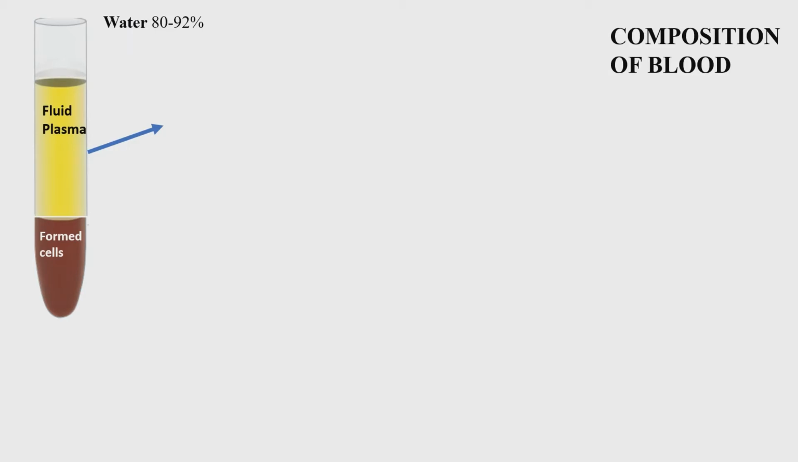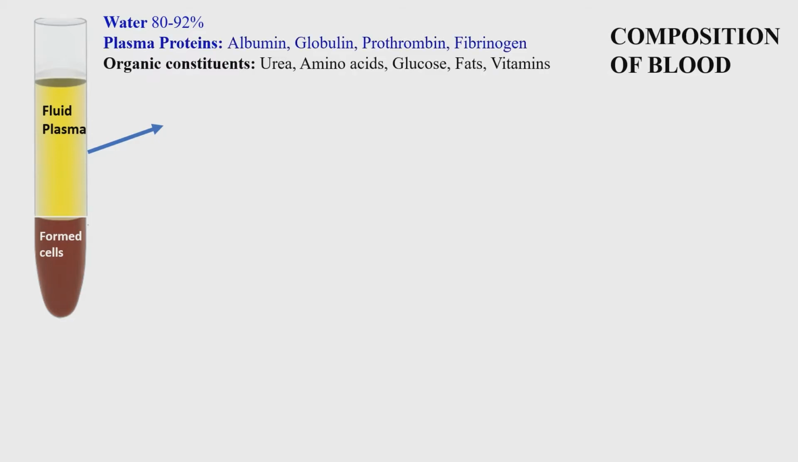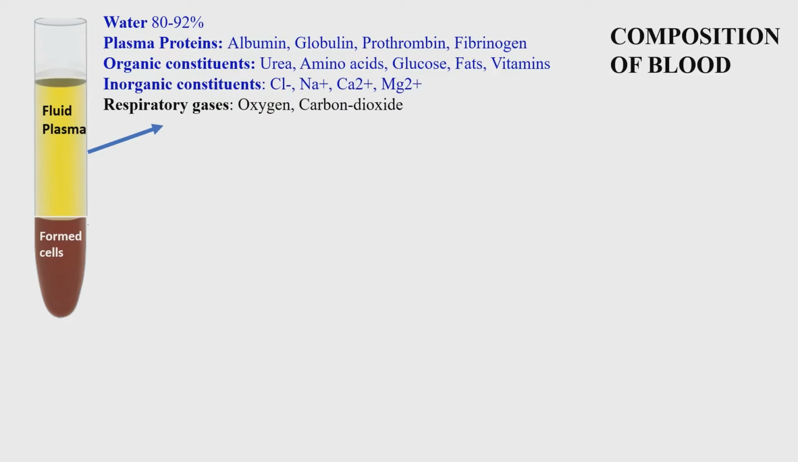It contains more of water and then plasma proteins, particularly four important proteins: albumin, globulin, prothrombin, and fibrinogen. And organic constituents like urea, amino acids, glucose, fats, and vitamins. And inorganic constituents like chloride, sodium, calcium, magnesium, and respiratory gases which are in dissolved form are oxygen and carbon dioxide. We look into the cells microscopically.